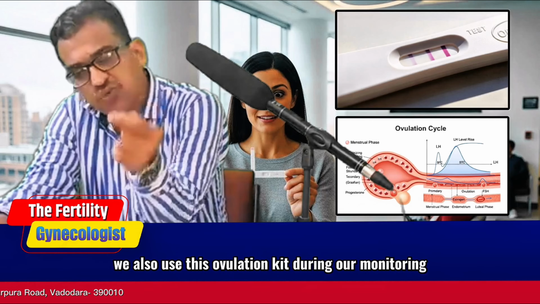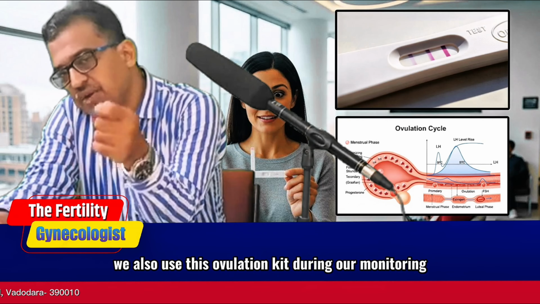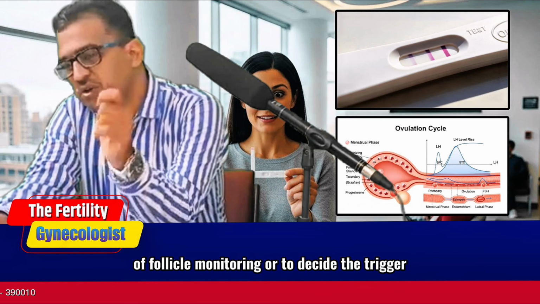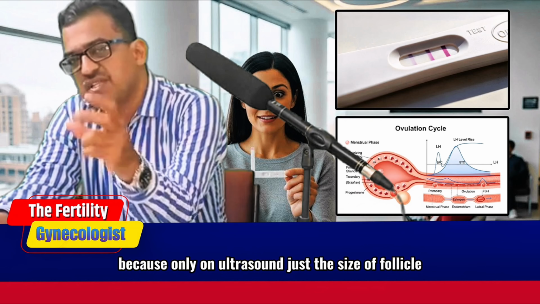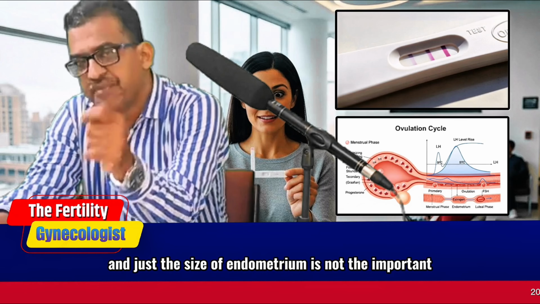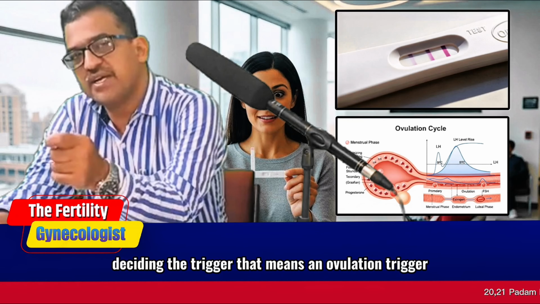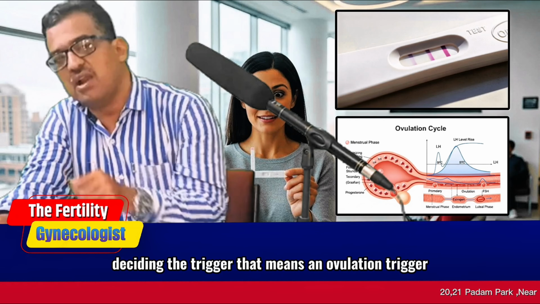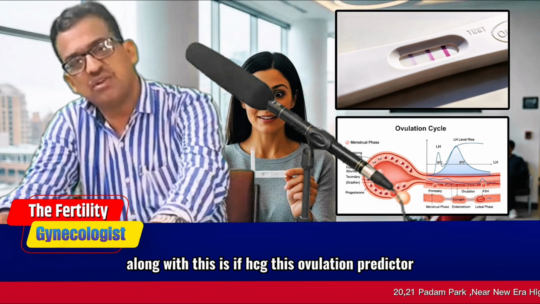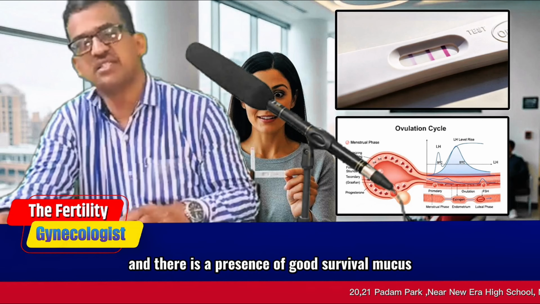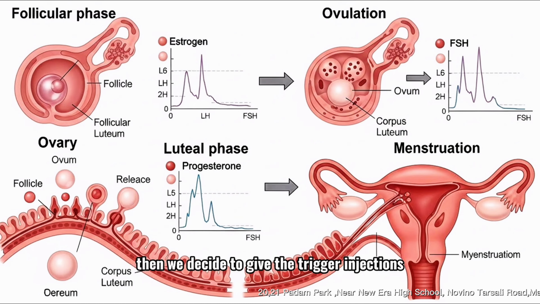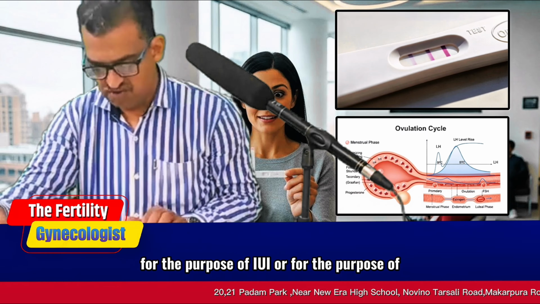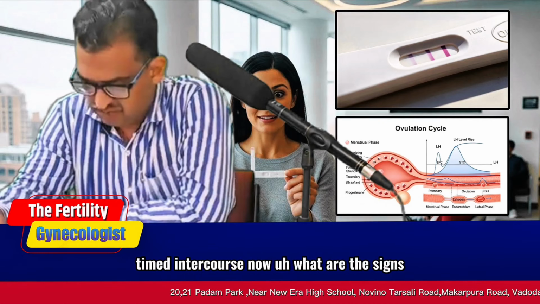We also use this ovulation kit during our follicle monitoring, or to decide the trigger, because on ultrasound just the size of the follicle and the size of the endometrium is not the important factor in deciding the ovulation trigger. Along with this, if the ovulation predictor kit is positive and there is a presence of good cervical mucus, then we decide to give the trigger injections, for the purpose of IUI or for the purpose of timed intercourse.